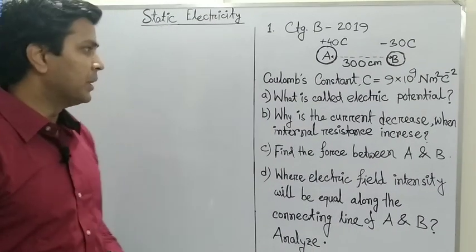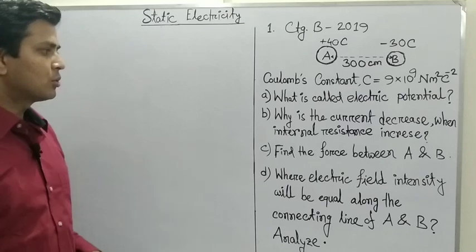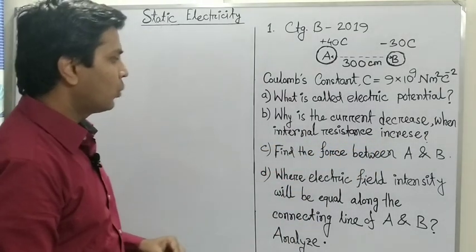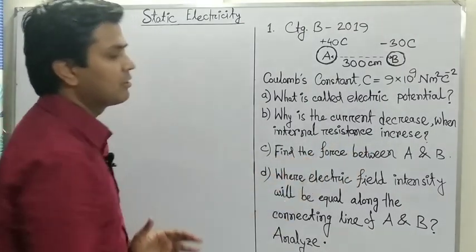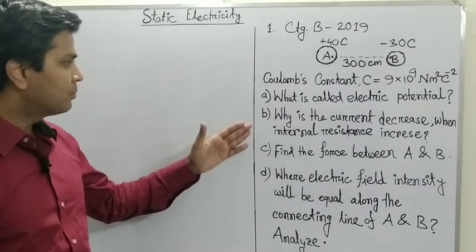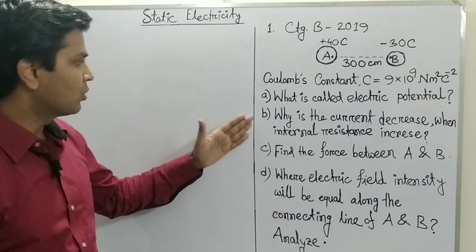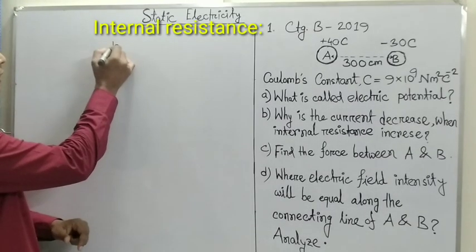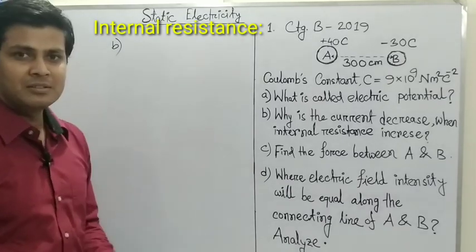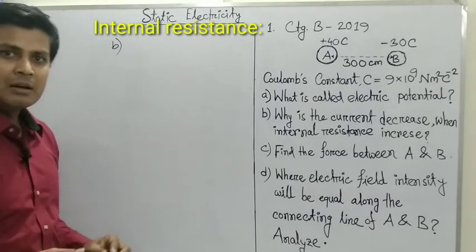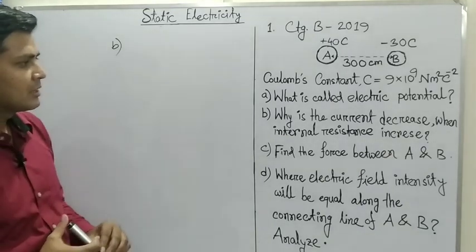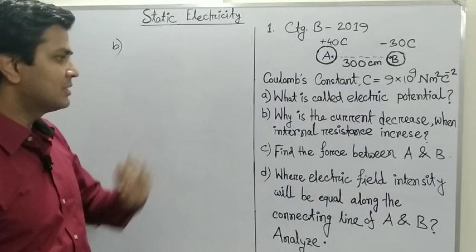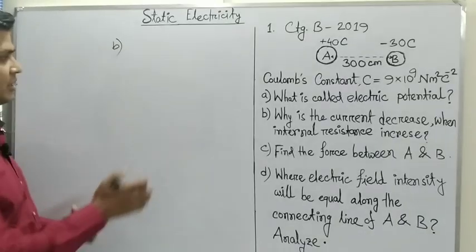Now question number B. Let us see the question. The question is, why does the current decrease when internal resistance increases? To answer the question, we have to know internal resistance. Internal resistance means that due to the molecules in a cell, the electricity will be hampered or resisted. That resistance is called internal resistance.